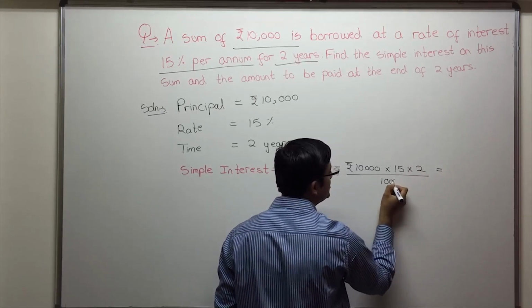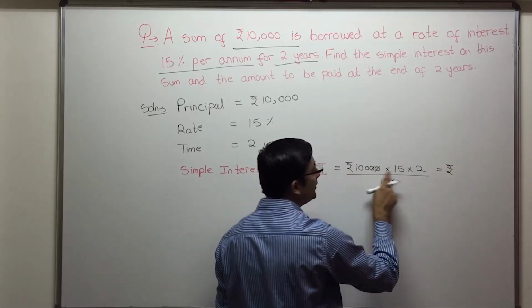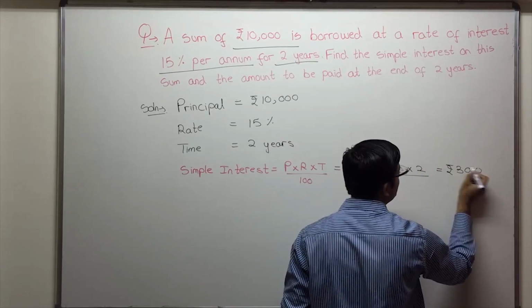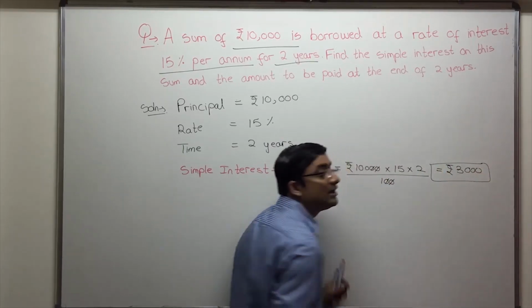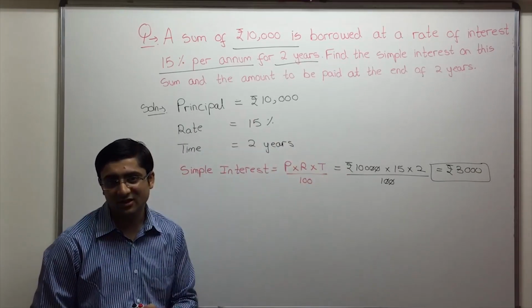So let's solve this. 0, 0, 0, 0 cancel. Copy the rupees. 100 into 15, 1500 into 2, 3000. So what is the simple interest? It is 3000 rupees, right? So the simple interest on this principal is 3000 rupees.